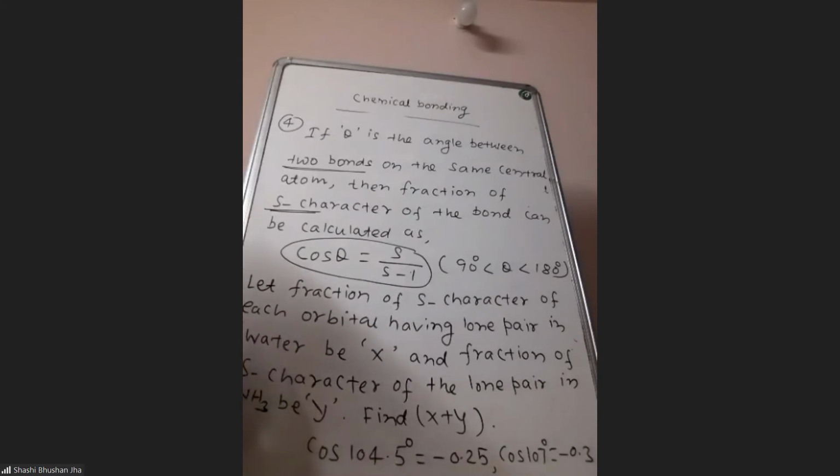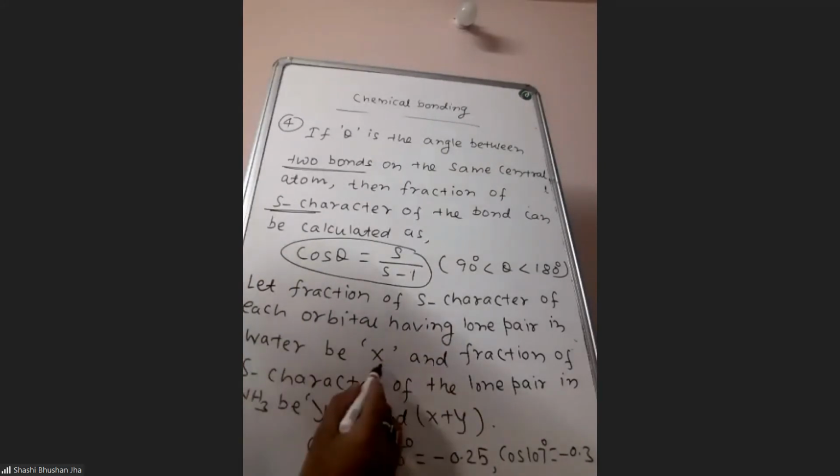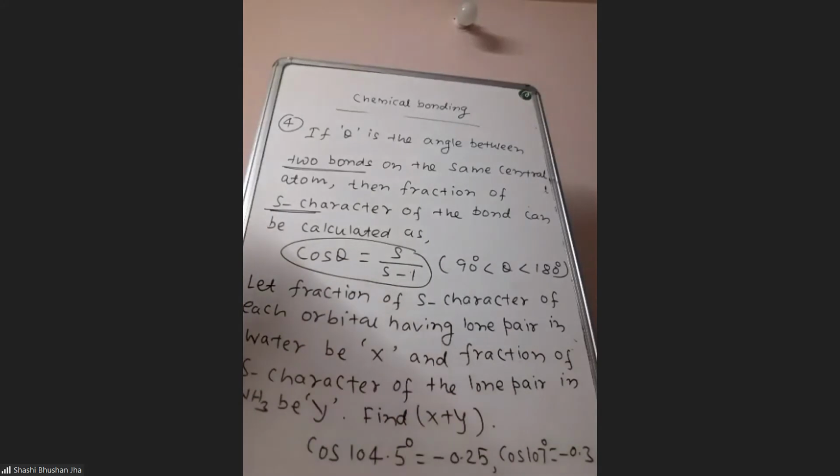Now, let the fraction of s character of each orbital having lone pair in water be X and the fraction of s character of the lone pair in ammonia be Y. Then find X plus Y, and cos 104.5 and cos 107 are given. You know, there's a bond angle in water and there's a bond angle in ammonia. They've given the values. So basically, you have to find the fraction of s character of the lone pair in water and the fraction of s character of the lone pair in ammonia.